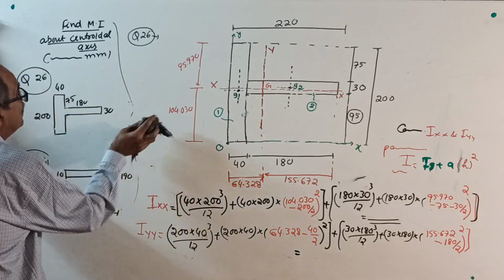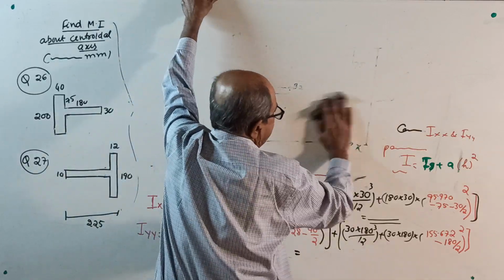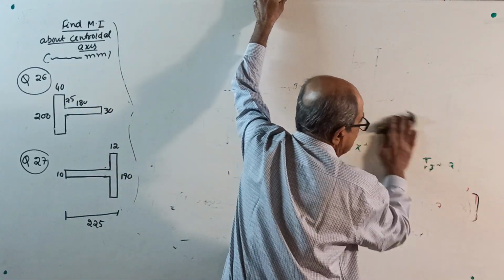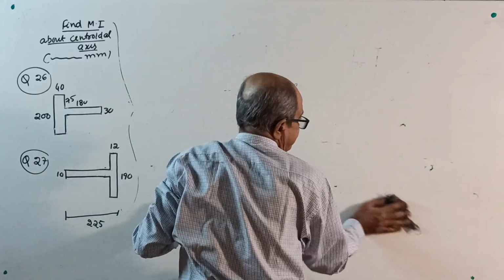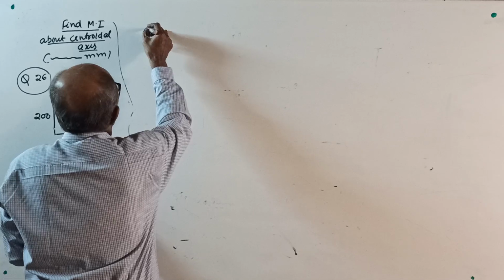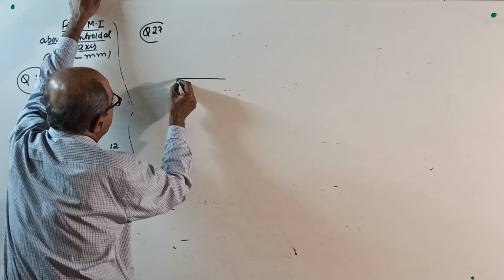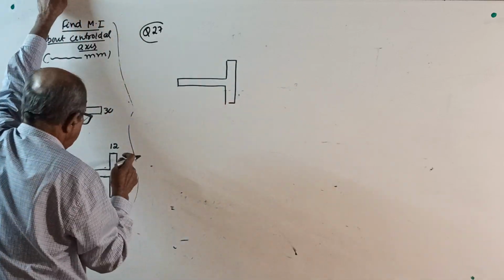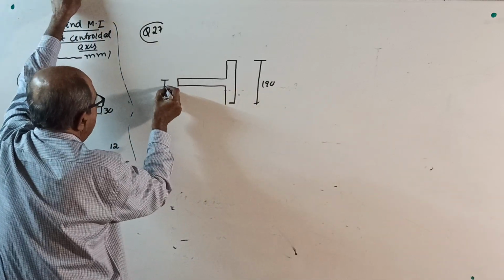Now come to question number 27. Before you start, you have to write some statements. See, solution for question number 27. It is a T section, given like this. This all I am rubbing now, this way. Now, this width is 190, right here. This is 190. This thickness is 10.